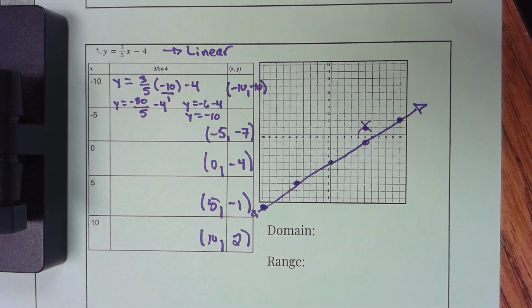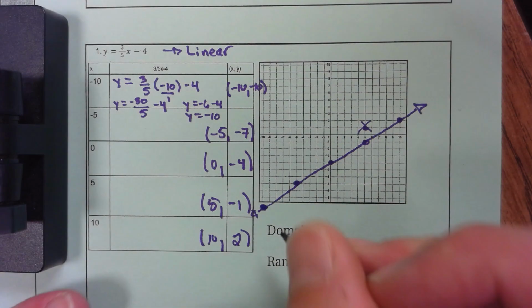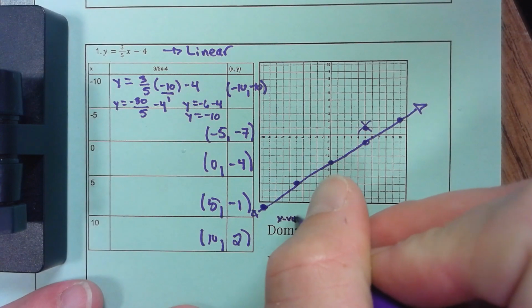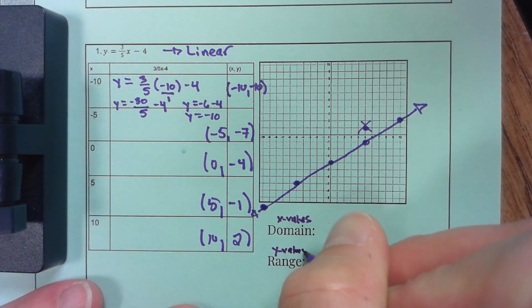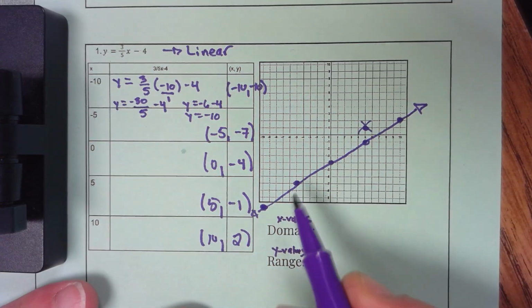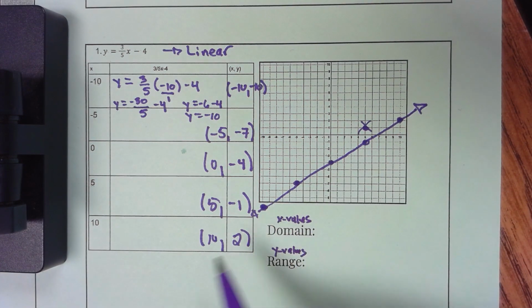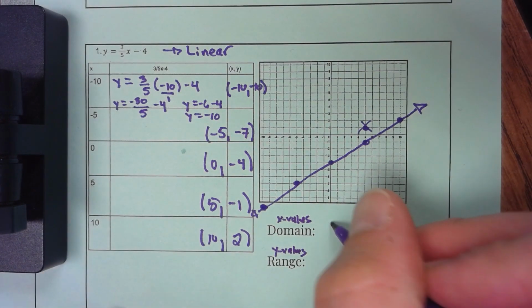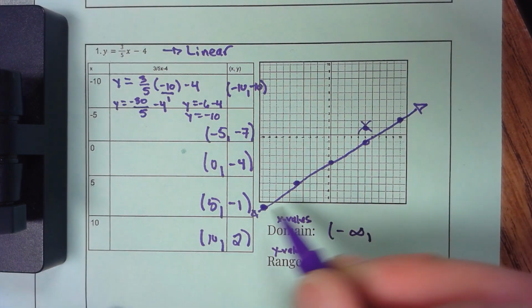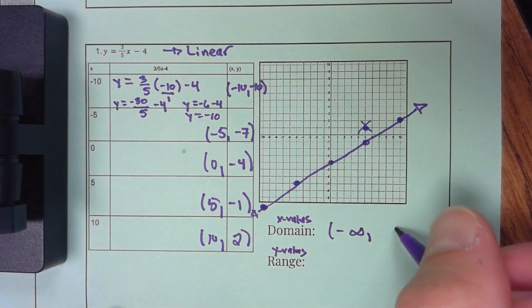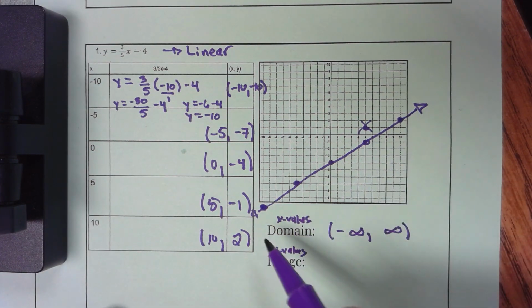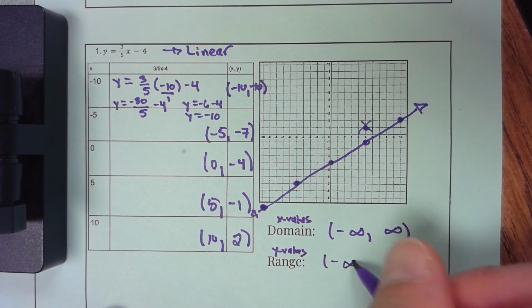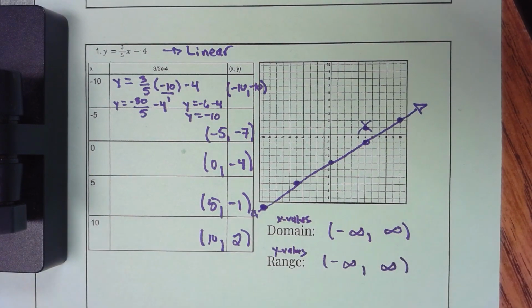Okay, so now, domain and range, we did this first semester. Remember that domain are the x values, and the range are the y values. So this graph, the arrow is telling me that this line is going all the way left to negative infinity. So the domain is negative infinity, and then all the way to the right to positive infinity. Same thing with the range. This goes all the way down to negative infinity, and it goes all the way to positive infinity.